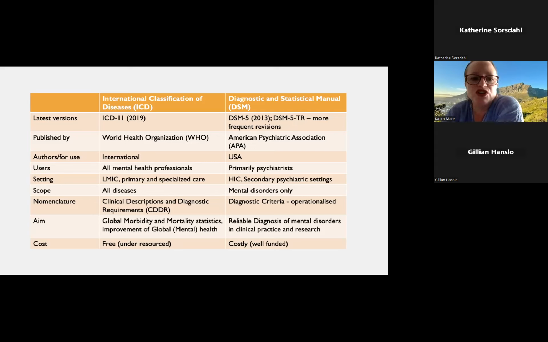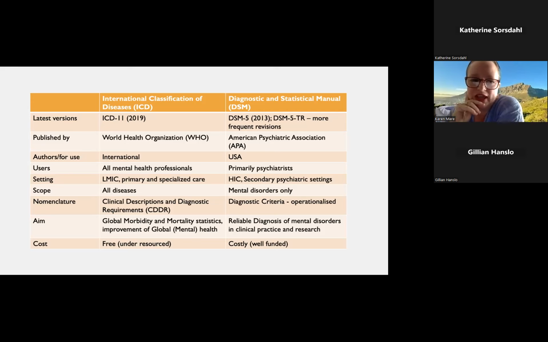The ICD is much more focused on making sure all mental health professionals have access, making sure that settings like low and middle income countries and primary care are covered, whereas DSM is primarily for psychiatrists, although they are also at this point trying to involve psychologists. But they are very much focused on what they see in their high income country and in specialized settings. ICD is, of course, a much bigger system because it encompasses all diseases, whereas DSM is only for mental disorders.